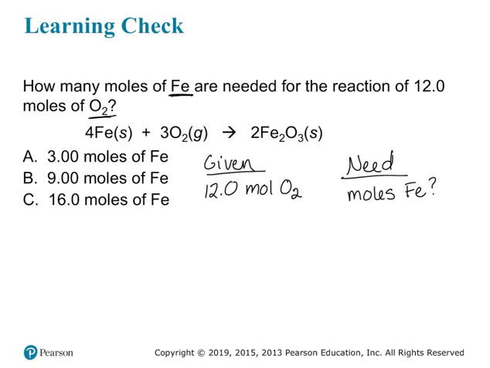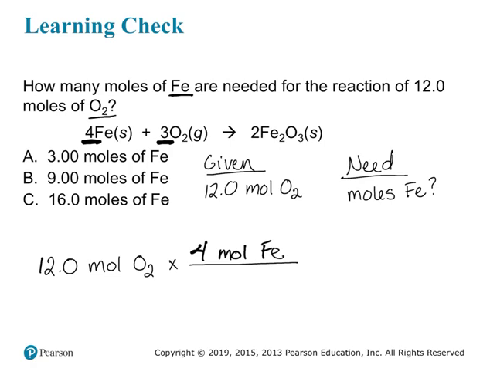Okay, so let's set this up. We're going to start with our given value, 12 moles of oxygen. And we're trying to figure out how many moles of iron we need. So looking up at our equation, we have 4 moles of iron that react with 3 moles of oxygen. So I'm going to put 4 moles of iron in the numerator because that's what we're trying to end up with, or that's our desired unit. And then I'll put the amount of oxygen in the denominator. Okay, so according to our balanced equation, we have a ratio of 4 to 3 for iron and oxygen. Okay, so now if we're starting with 12 moles of oxygen, how many moles of iron do we need?